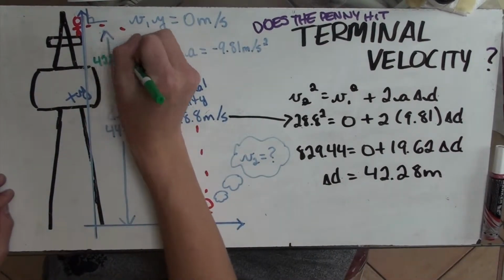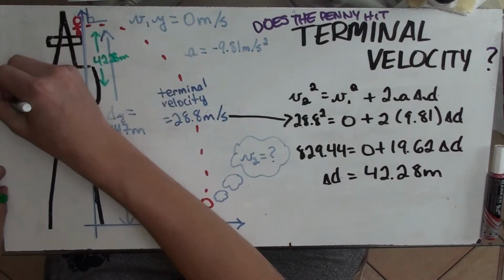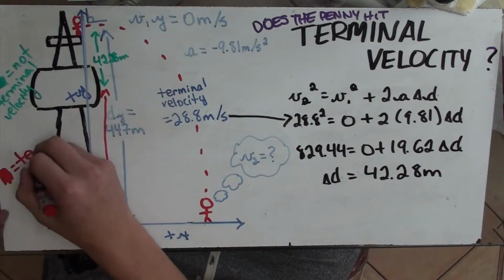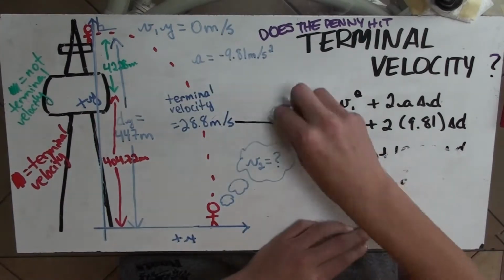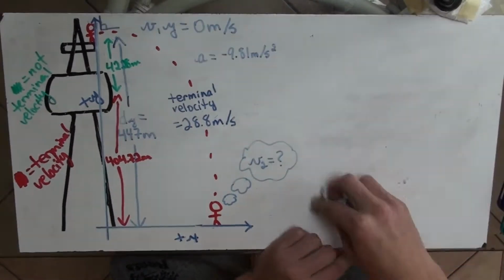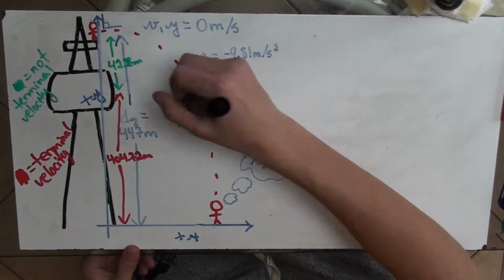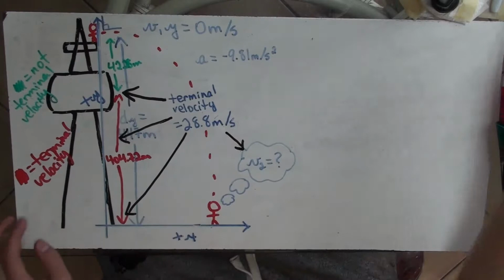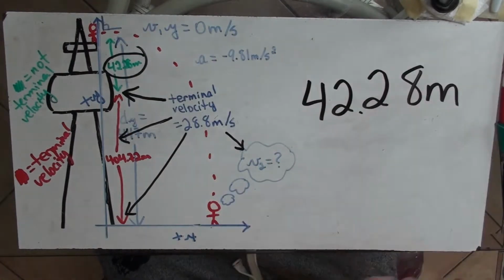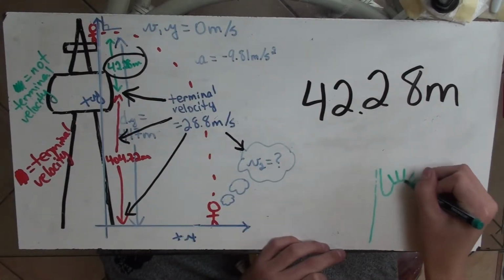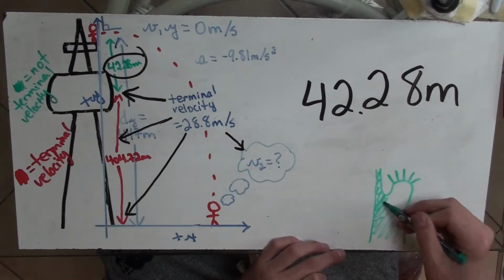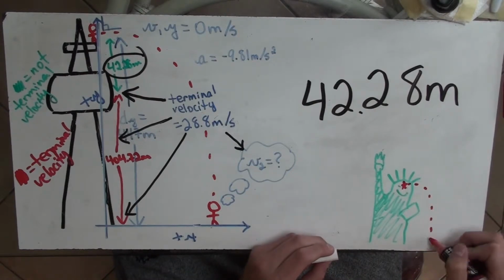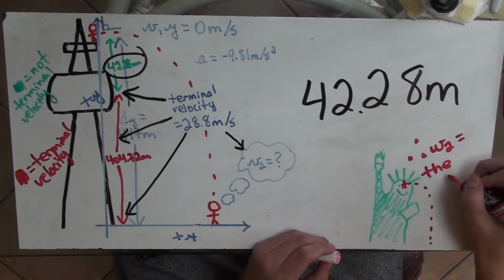So now that we've figured out the penny is increasing speed for 42.28 meters, and then after that holds a constant speed for 404.72 meters. Because the terminal velocity makes the velocity constant, somebody could be standing at 42.28 meters, and the penny would hit them just as hard as if they were standing at the bottom of the CN Tower. For comparison, the Statue of Liberty to the top of the podium is 46 meters.